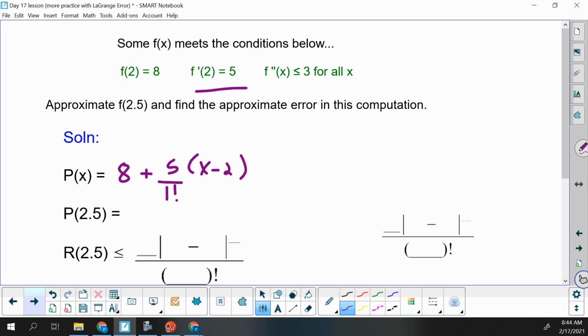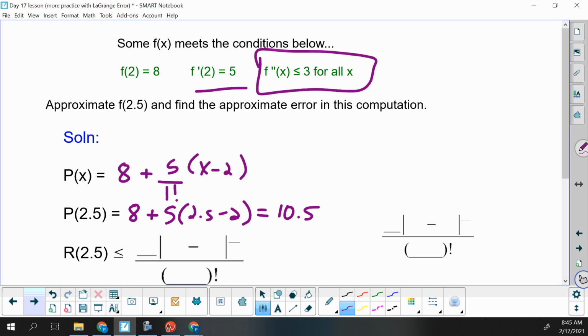Well, now what we do is we just sub in 2.5 for our approximation. So 8 plus 5 times 2.5 minus 2. Well, that's really a half times 5, which is 2.5, plus our 8, which would give us 10.5. So now we need to find what our remainder is. Well, our M value should be the upper bound of our next derivative. Well, that's where this comes in. They tell us that our second derivative is always going to be less than or equal to 3. So that would then lead everyone to have a 3 in your M spot.